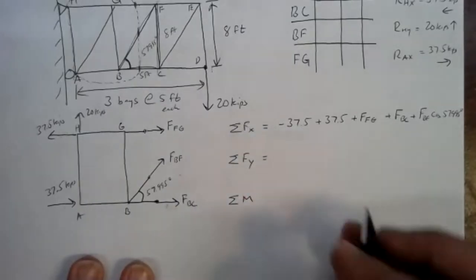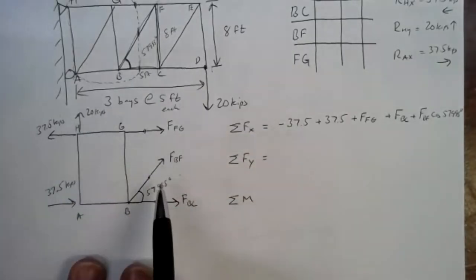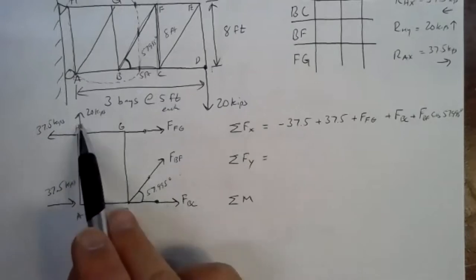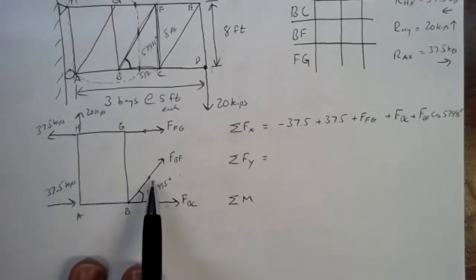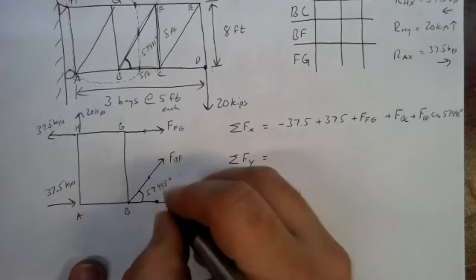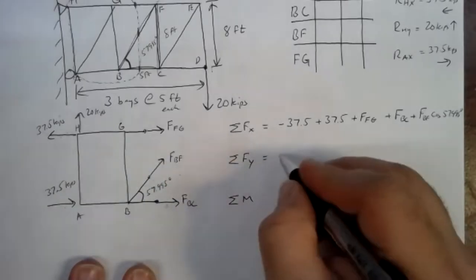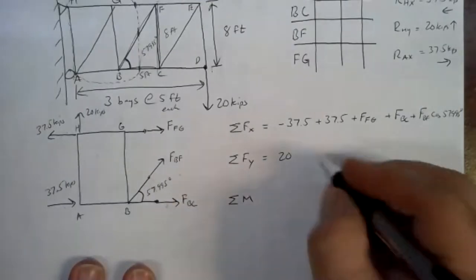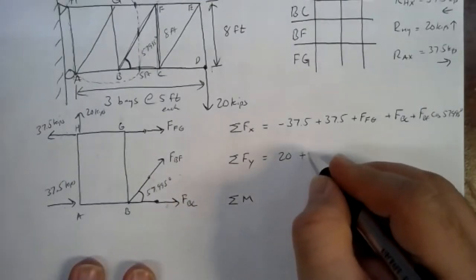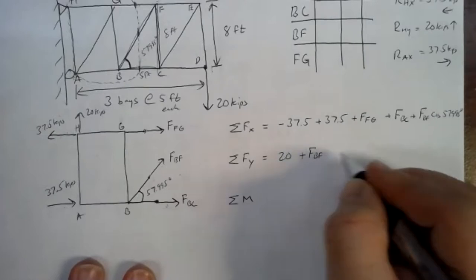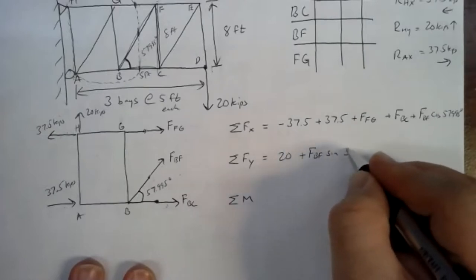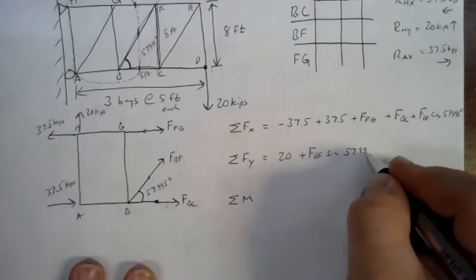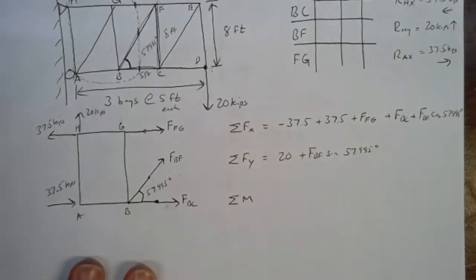In the y direction, we've only got 2 forces with a y component. We've got the 20 kips up here, and we've got a piece of FBF, the opposite side, the sine piece. So we've got 20 kips up, so that's a positive 20. And then FBF pulls up, so it's plus FBF sine 57.995 degrees. So that one's not too bad.